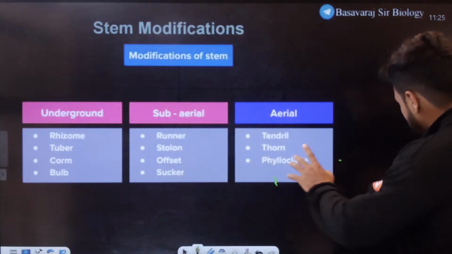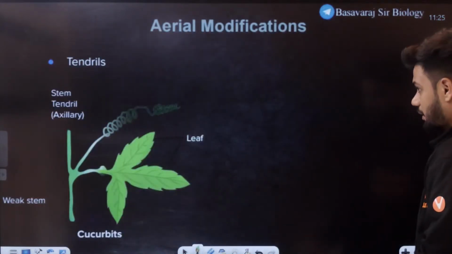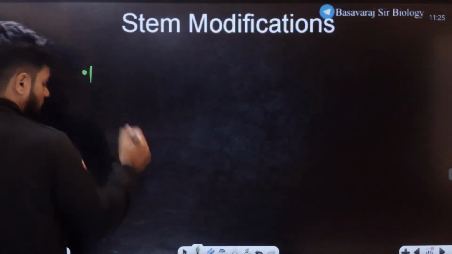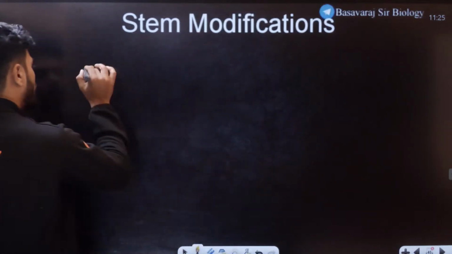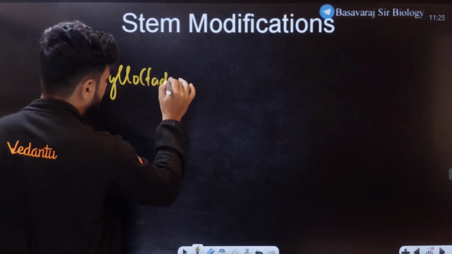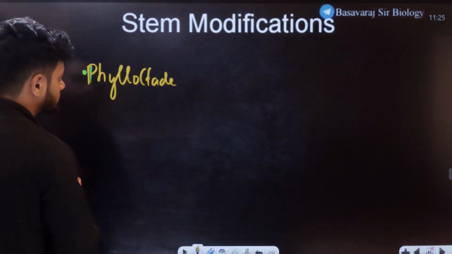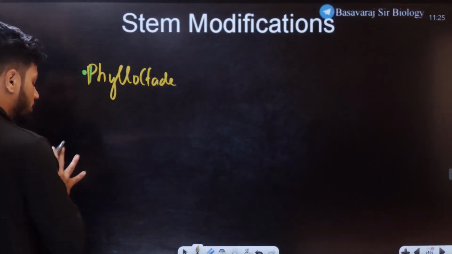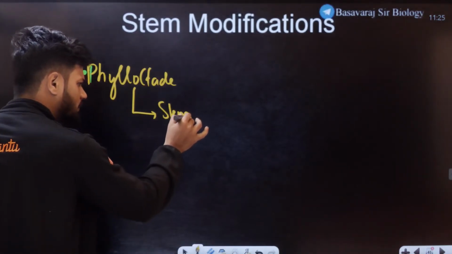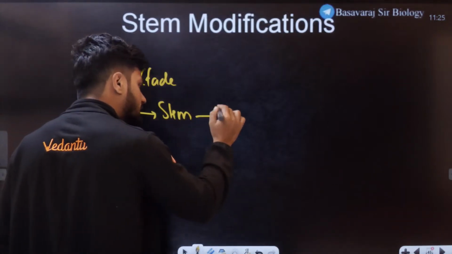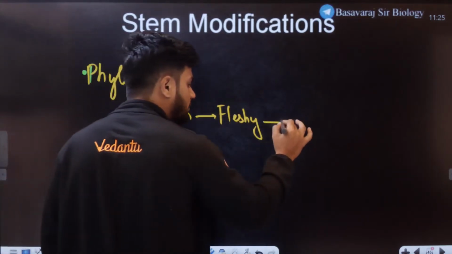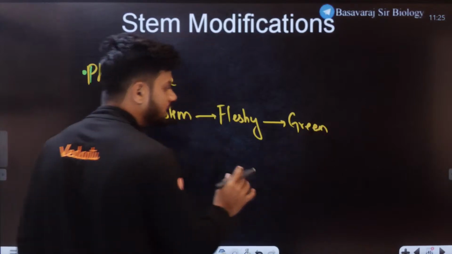Now, if these are clear, I'll make aerial even more amazing for you. Because aerial, let me tell you students, has superpowers. Because there is something called phylloclade. How many of you have heard about it? Students, please tell me in the chat. Phylloclade is a stem. But here, the stem becomes completely fleshy. And it becomes green also. It becomes green and fleshy.